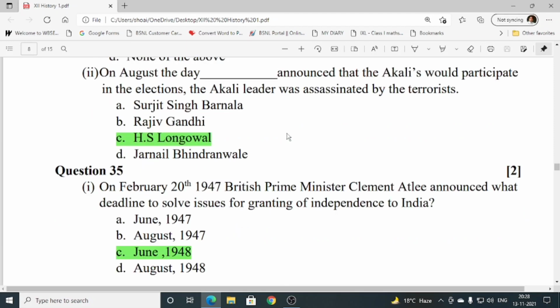Then number 2, on August the day, the Akalis announced that they would participate in the election. The Akali leader was assassinated by the terrorists. So the answer is H.S. Longewal. Okay, Harchand Singh Longewal. H.S. Longewal is the correct one.